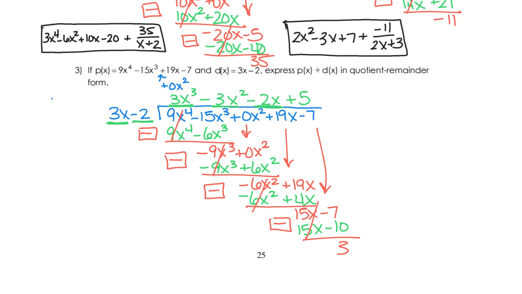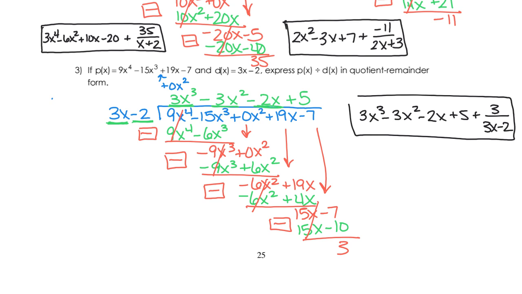Okay, and they just want us to have quotient remainder form. Okay, so our quotient would be 3x cubed minus 3x squared minus 2x plus 5 plus our remainder, which is 3 over our divisor of 3x minus 2. And there is our answer.